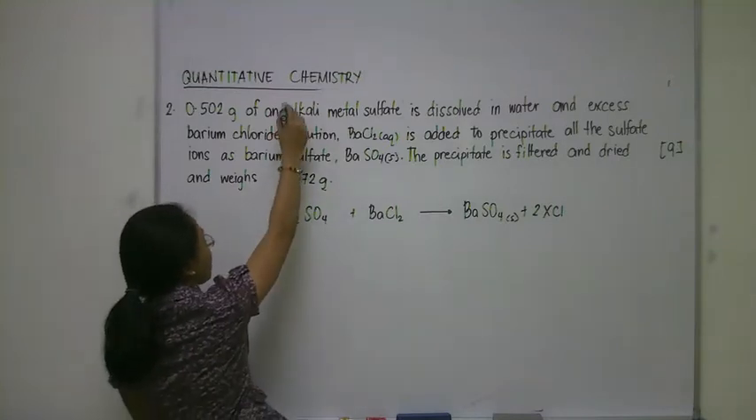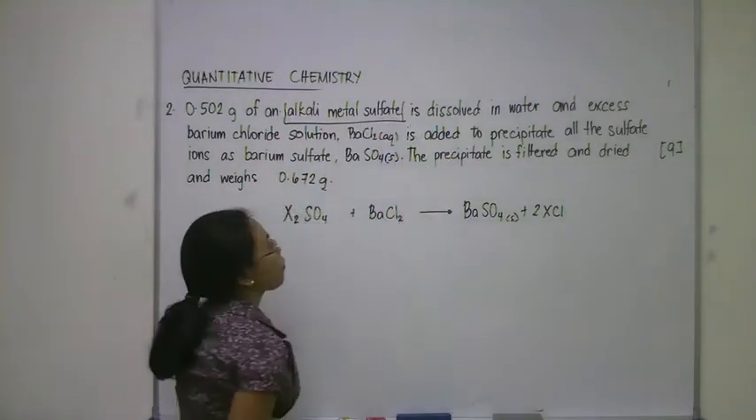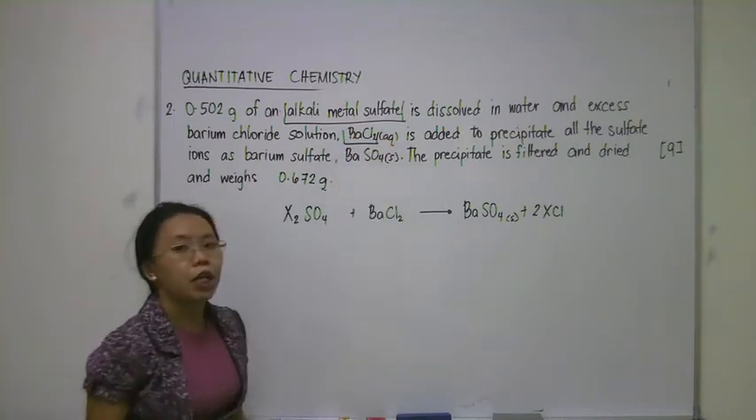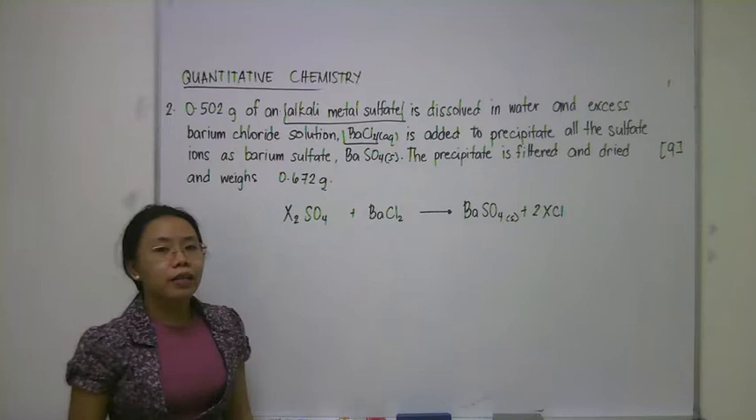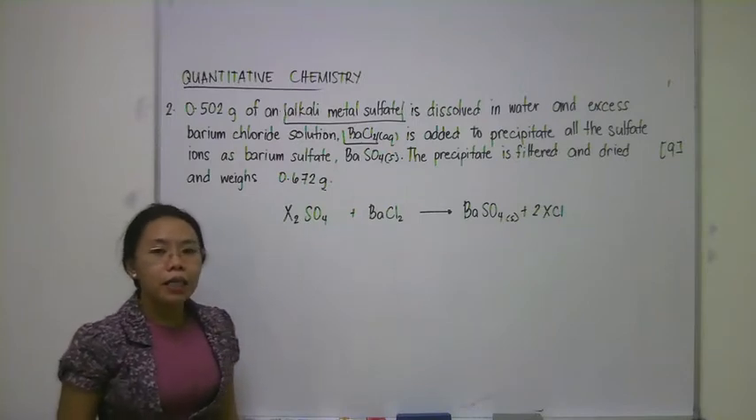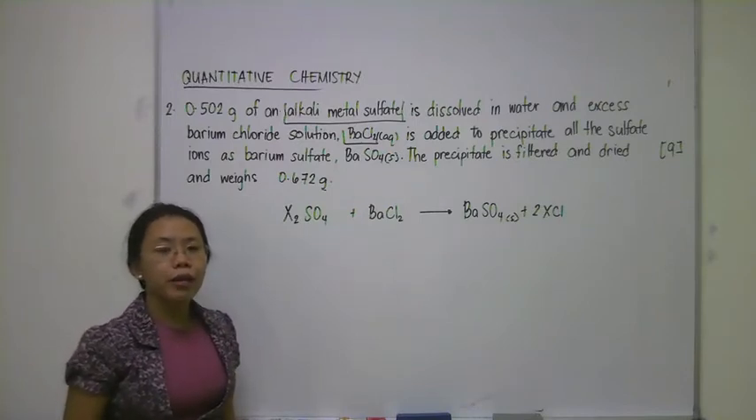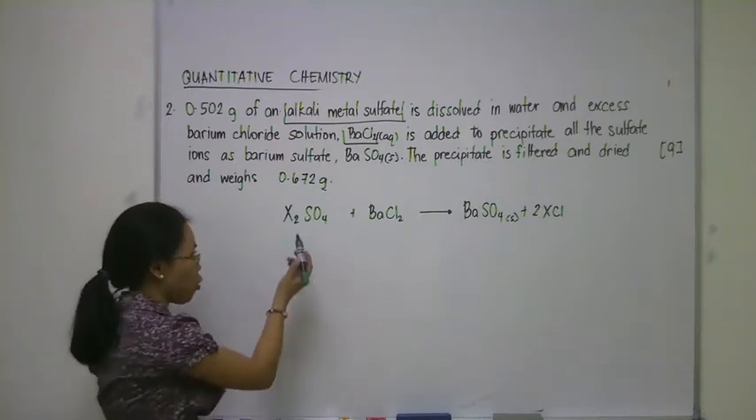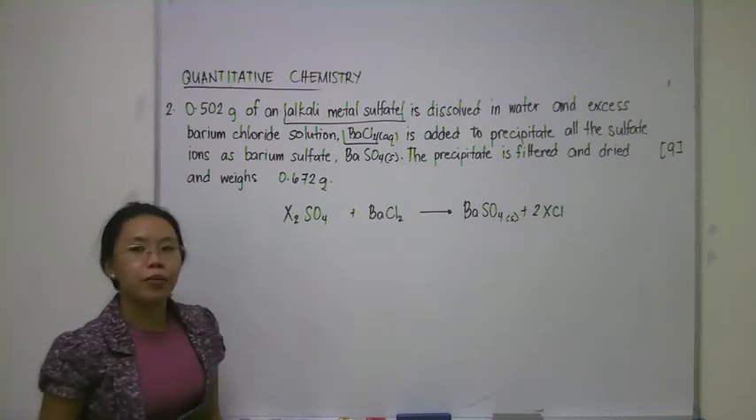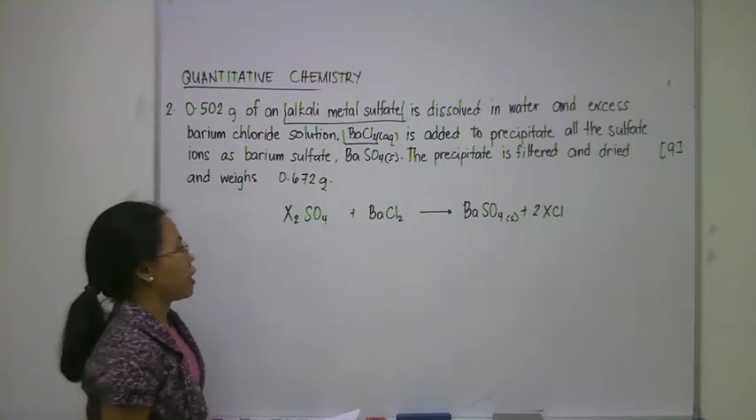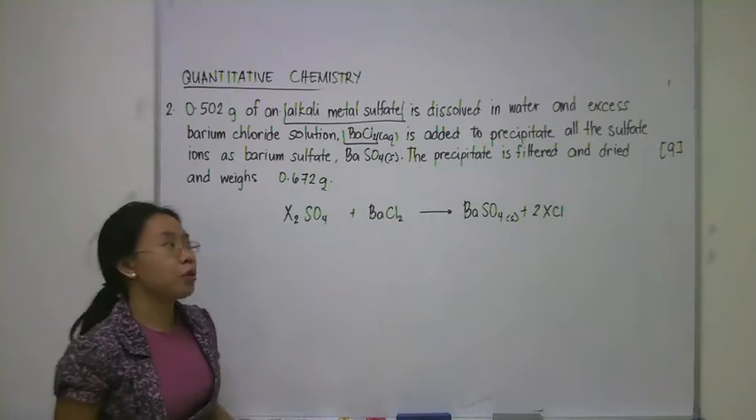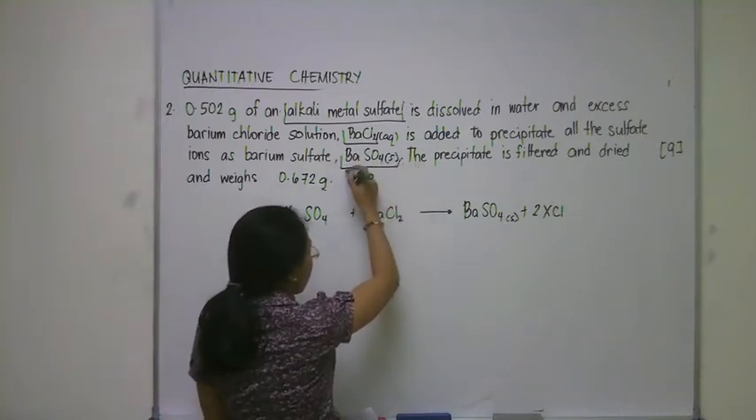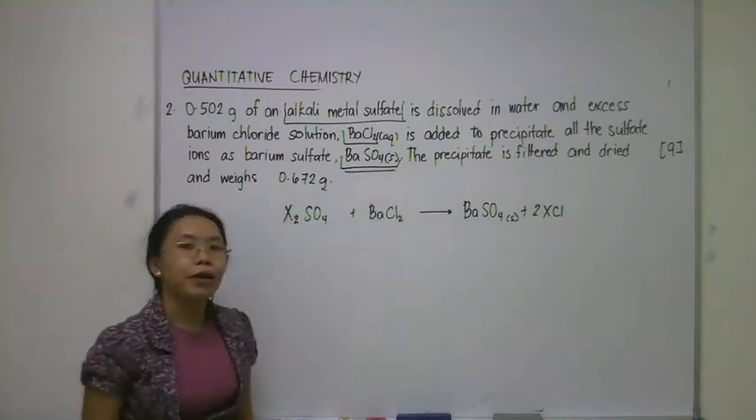First, we have the alkali metal sulfate, and then we have the barium chloride. We don't know the identity of the alkali metal, but since we know that it's in group 1, we can write the chemical formula, which is X2SO4. Since it's unknown, we can represent X as the unknown alkali metal reacted with barium chloride. In this reaction, you will form a precipitate, which is barium sulfate.